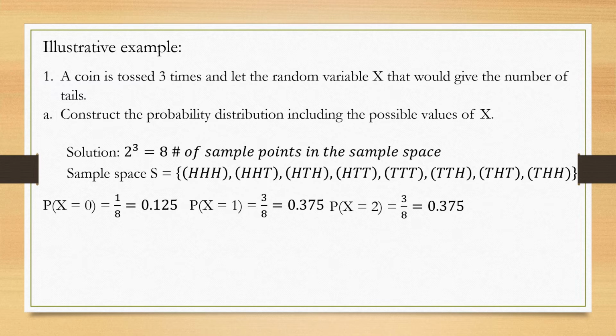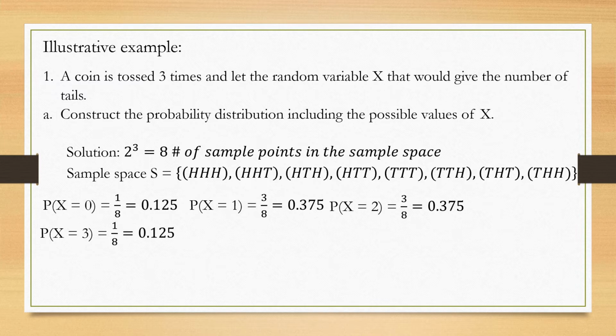So we have 3 over 8. That is 0.375. Next one is probability of x is equal to 3. This one is referring to the number of tails, meaning three tails. So as what we observe in here, from the sample space, we only have one outcome that has 3 tails.